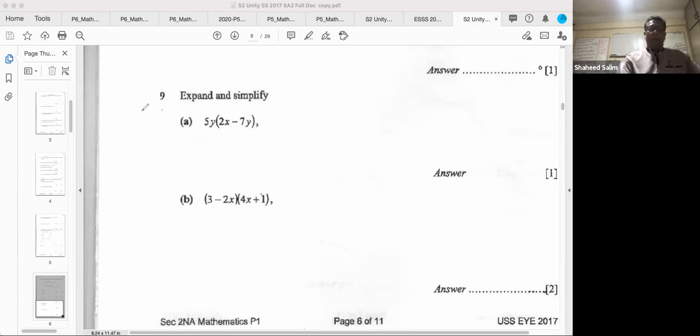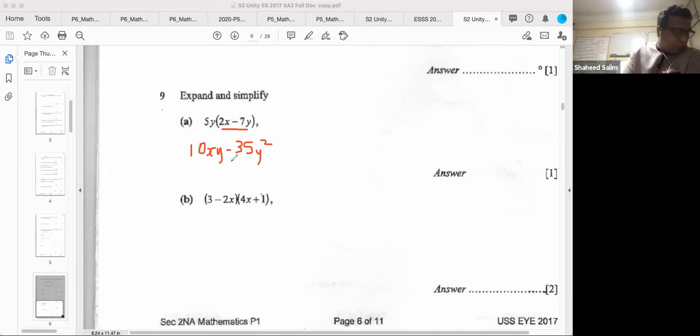5 times 2, 10. X times y, xy. 5 times 7, 35. Y times y, y squared. You cannot do anything to it. If you simplify, can you simplify? You get the same. You must times, how come you get the? The answer is just like that.